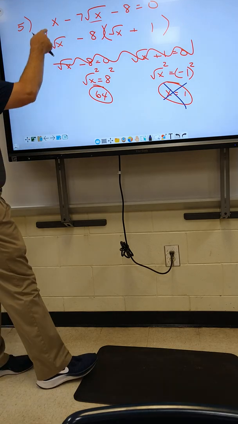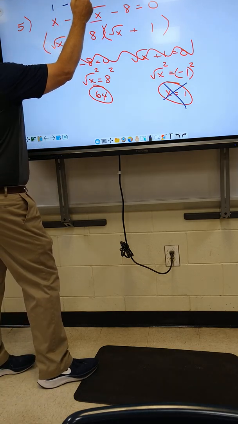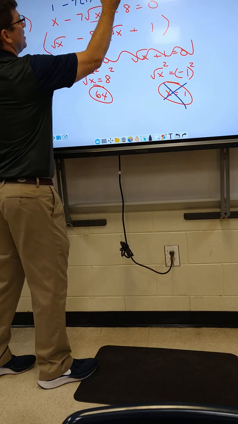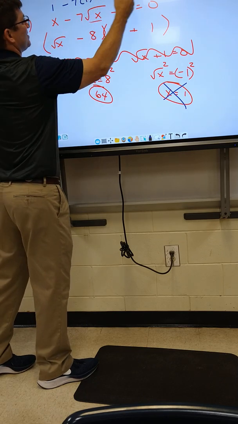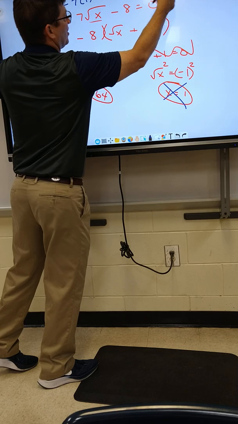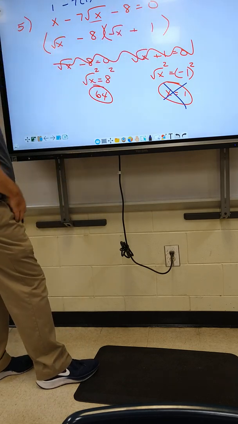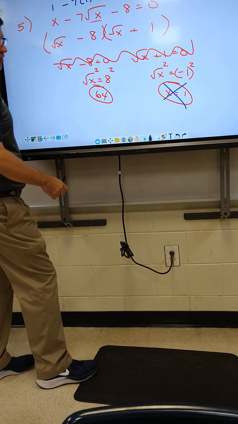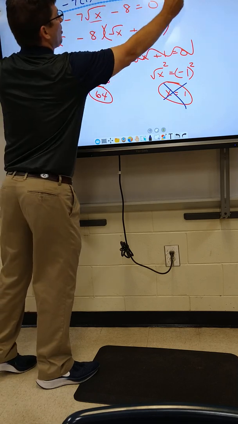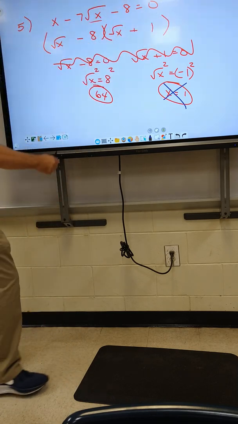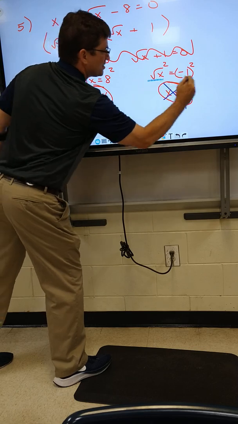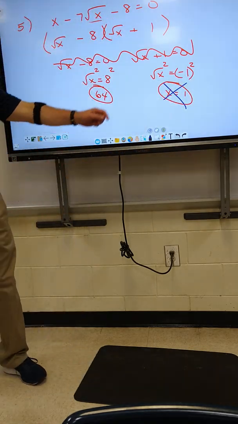You know, if you plug 1 right here, you get 1 minus 7 times 1 minus 8 equals 0. All right, that's -15 equals 0. That doesn't equal up, so I know it doesn't work. If you plug 64 in there, it's going to work. All right, but how do I know that? Just by looking at the problem. You guys look at this step and this step and see if you can see why I decided to mark that one out.